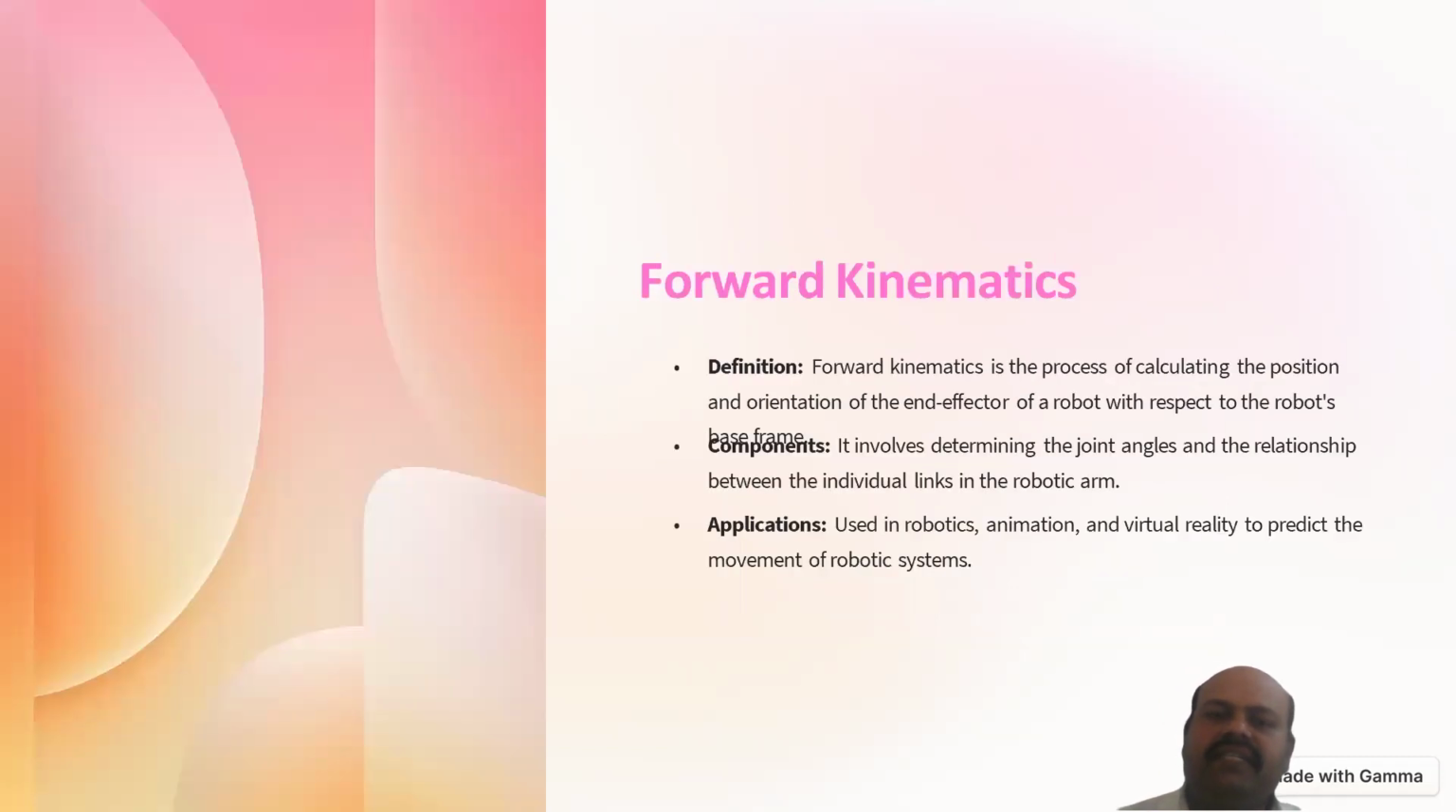Forward kinematics is the process of calculating the position and the orientation of the end effector of a robot with respect to the robot's base frame. It involves determining the joint angles and the relationship between individual links in the robot's arm. It is used in robotics, animation, and virtual reality to predict the movement of robotic systems.